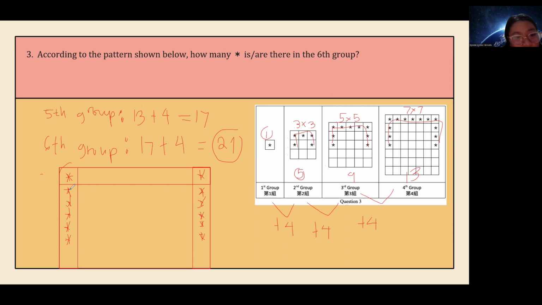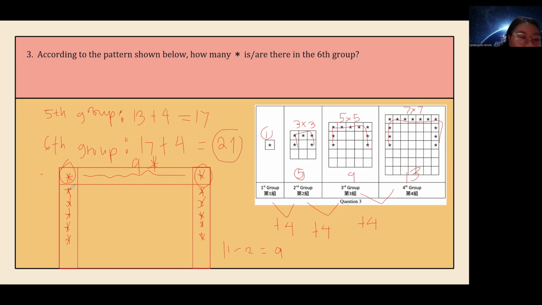Okay, now we just have to fill in these with asterisks, the top row. And we already filled the 1 and 2 column boxes there. So we only need to fill in 11 minus 2. That's gonna be 9. 9 more asterisks. Okay, so this is 9 asterisks. Okay, so this is what the sixth group would look like.